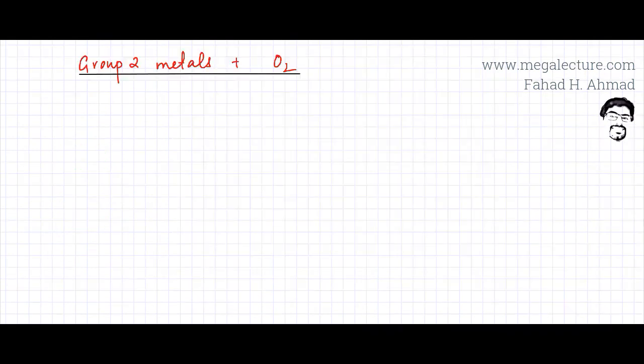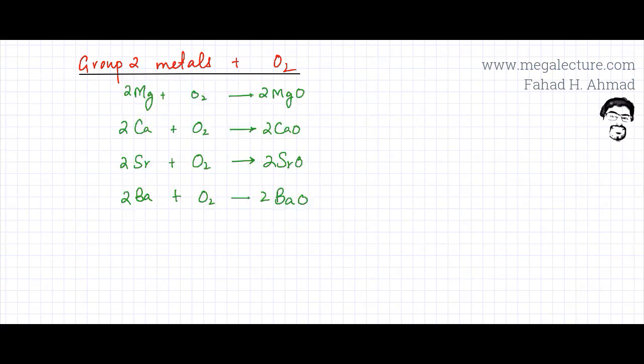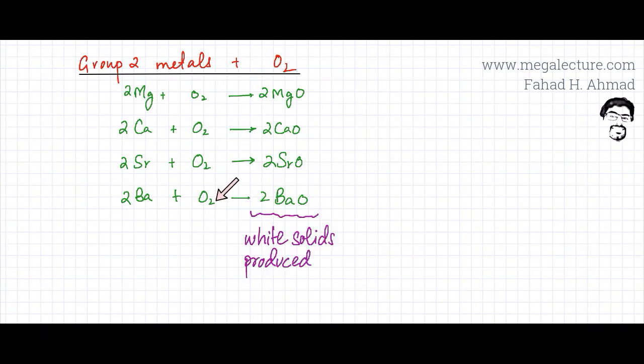Next reaction that we're going to study is the group 2 metals' reaction with oxygen. Now, all group 2 metals burn with oxygen, they produce their oxide, and all the oxides are white solids. So magnesium reacts with oxygen to produce MgO. Calcium similarly burns in oxygen to produce calcium oxide. Similarly, strontium oxide and barium oxide are produced. You should also know that the reactivity of this reaction increases down the group. Mg is less reactive. Its reaction with oxygen is relatively slower, whereas barium is more reactive. Its reaction with oxygen is relatively faster.